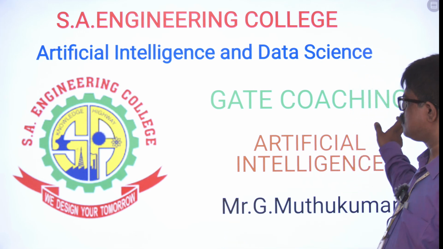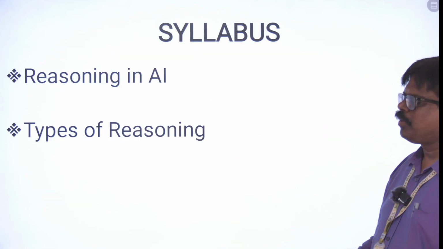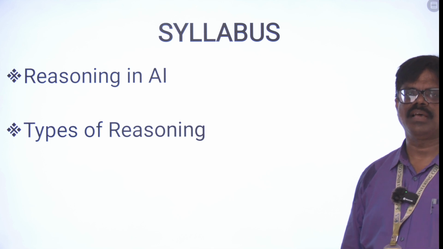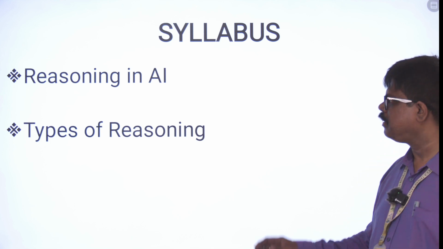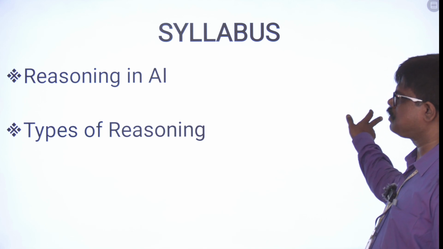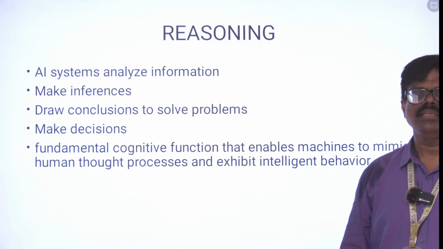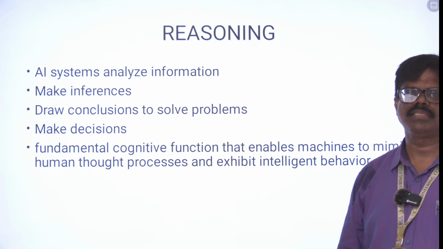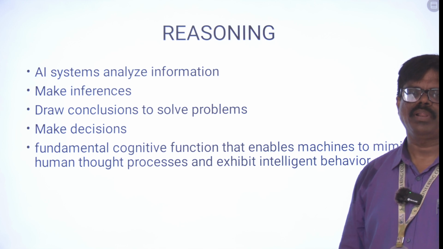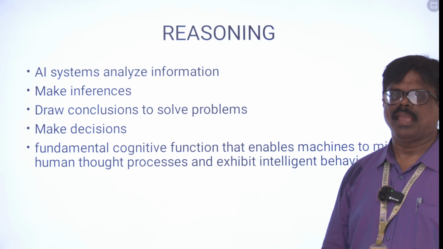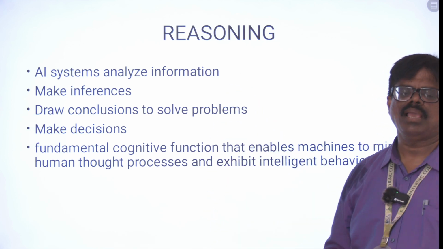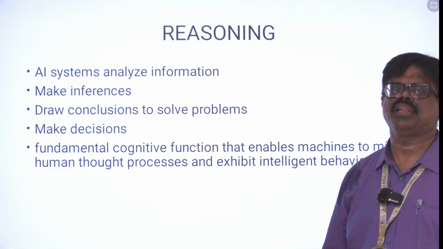Students, today we are going to discuss two topics in Artificial Intelligence. One is reasoning and its types of reasoning. Reasoning in AI and types of reasoning. Reasoning is a very important topic of artificial intelligence and also for the purpose of GATE. When you take the GATE exam, some important key questions will come in the reasoning topic. Reasoning is nothing but how to analyze data with the help of artificial intelligence.